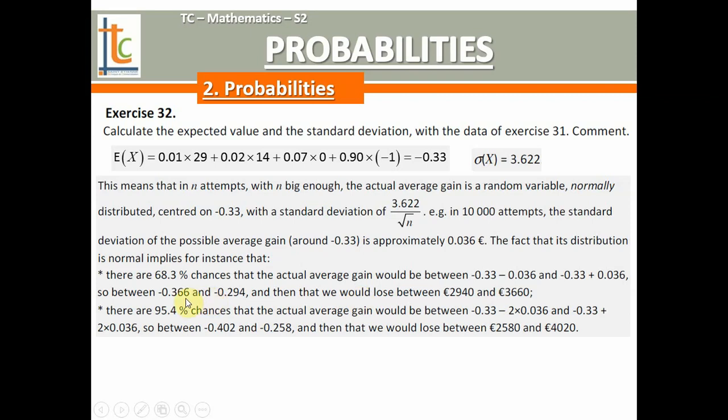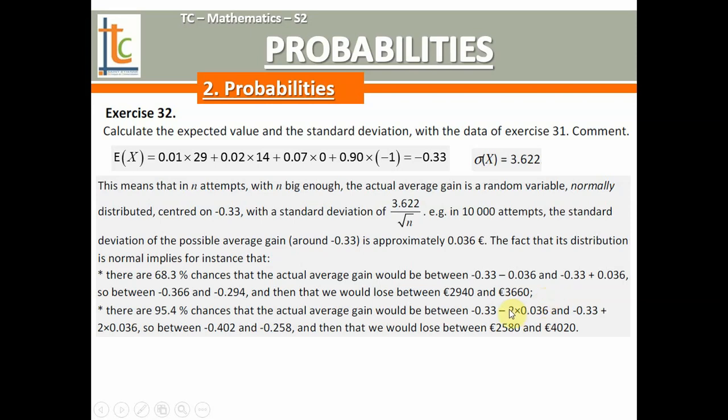Okay, so if you multiply these values by the number of trials, 10,000, you obtain your cumulative loss and not gain. So you've got 68% chance that your loss will be between 2,900 euros and 3,600 euros.